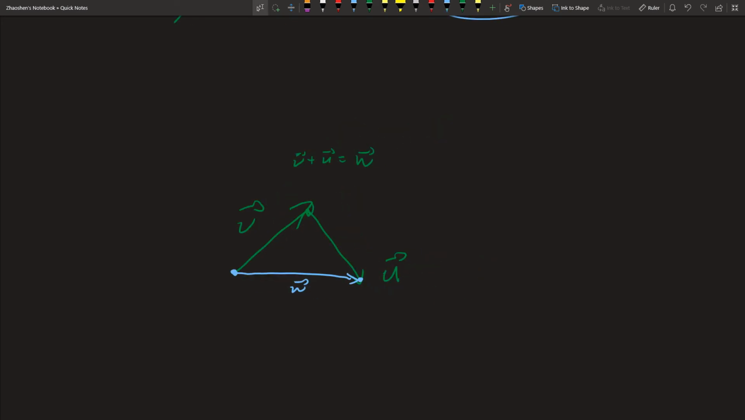Now, this triangle law can be explained intuitively. For example, you're at point A, and you move to point B. That can be represented by a vector, right? You move some distance in some direction.